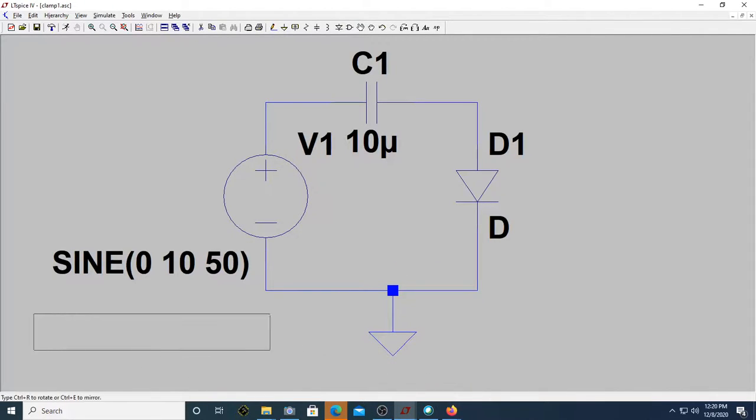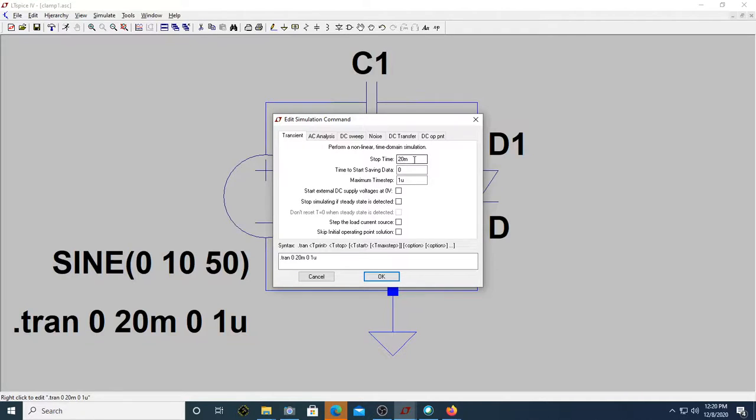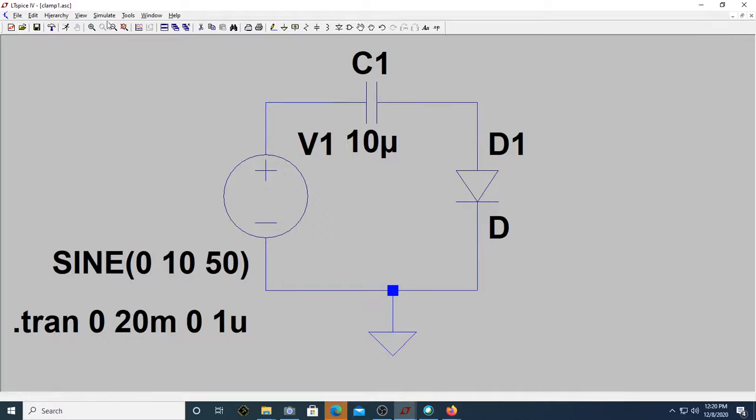We are trying to see how the waveform looks, so let me run this. You can see this is a sinusoidal waveform of 10 volt amplitude and 50 hertz. I want to see only one cycle, that's why I made the stop time 20 millisecond, which corresponds to only one cycle. But of course I have a diode, and in this particular case the diode has some cut-in voltage.